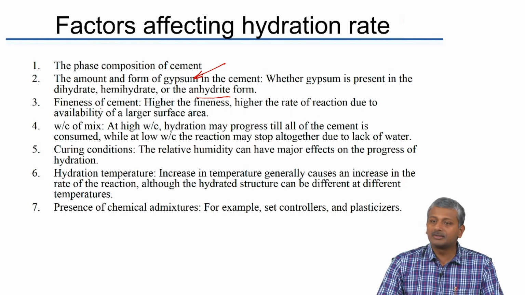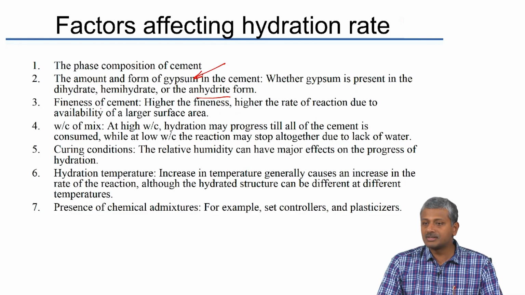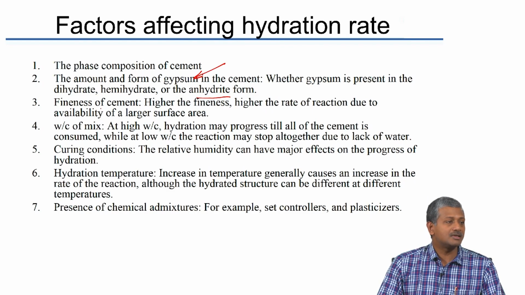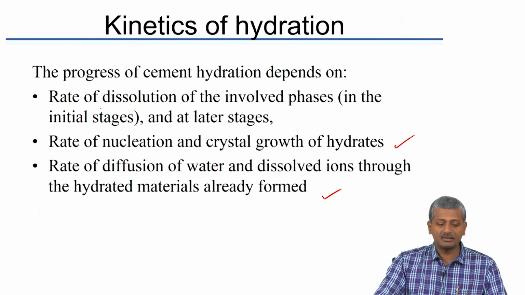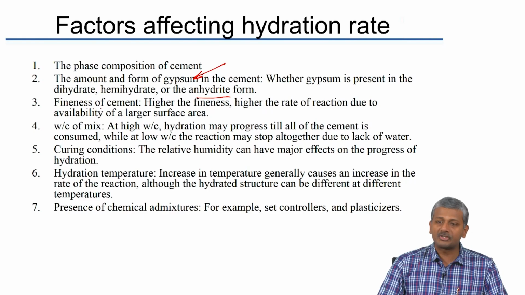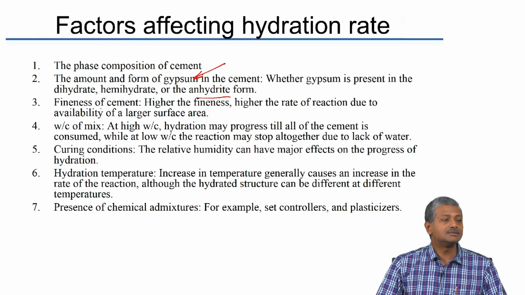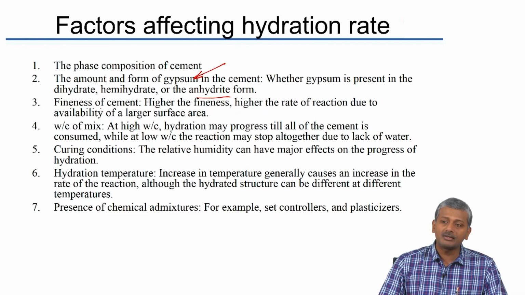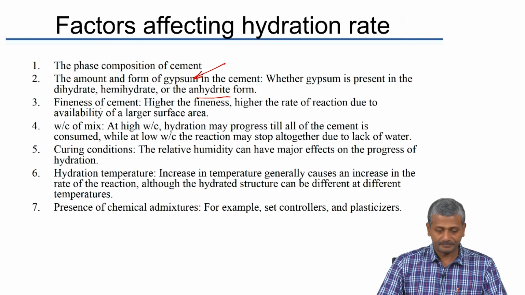Curing conditions, the relative humidity obviously is important, because it defines whether water is available within your system or not. Your hydration temperature is definitely important. Hydration temperature will have an effect on all the three different stages that we discussed in the previous slide. And then finally, presence of chemical admixtures, and that is something we will discuss in a separate chapter later, because again these three stages of hydration can be affected in different ways by different sorts of chemicals. Primarily, the dissolution stage is what is affected.